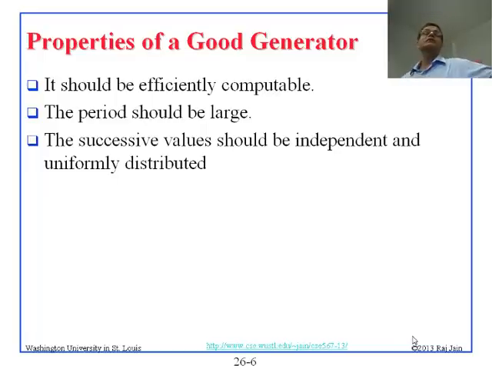If you have two random number generators, one has a correlation of 0.01 and one has a correlation of 0.001, you know which one is better, right? And for uniformly distributed, there are tests for uniform, just like there is a test for QQ plot. You can do a QQ plot for uniform, right? And see which one is closest to the line.